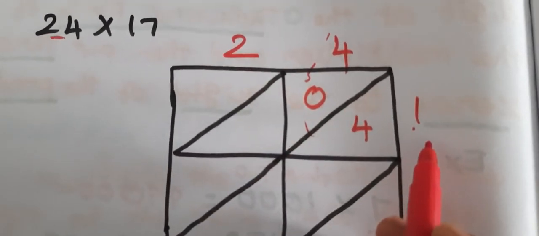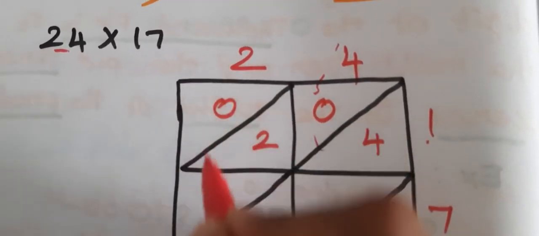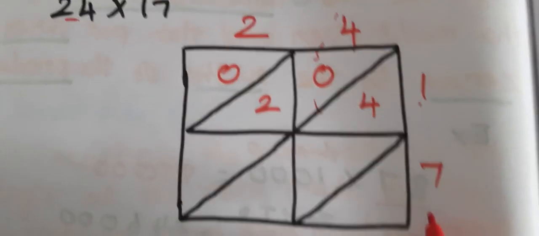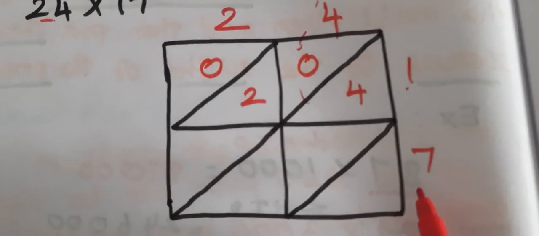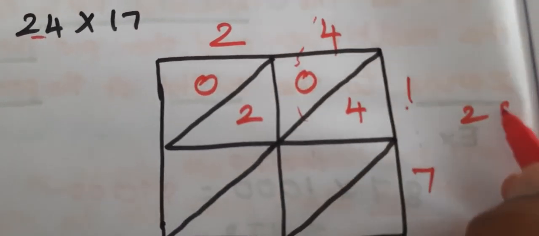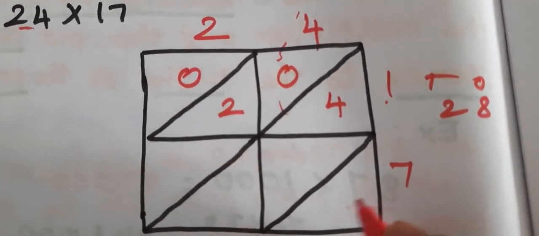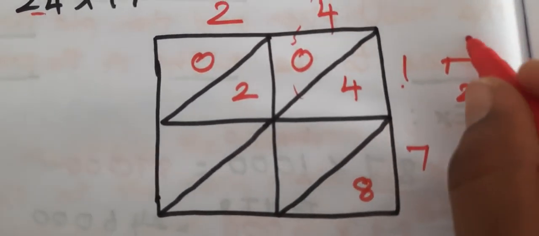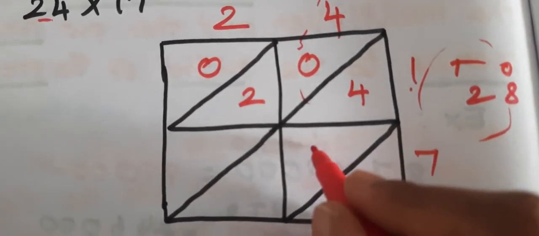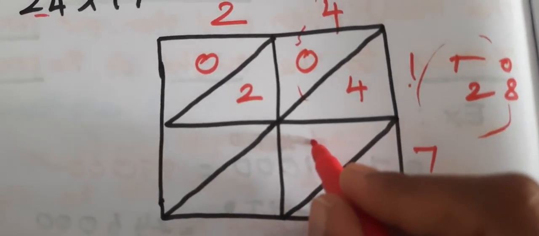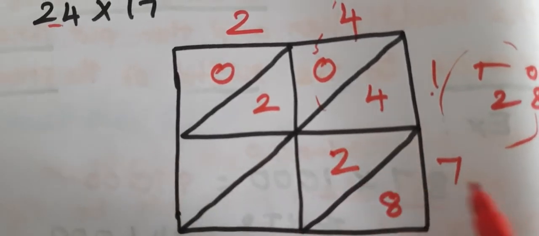2 into 1 is 2, 0 here. Next, 4 into 7. 4 into 7 is 28. So 28 is a 2-digit number. The number in the ones place you have to write down below, and the number in the tens place you have to write in the tens box. Okay. Next, the other half of the box.